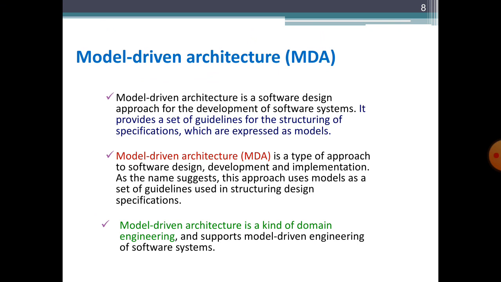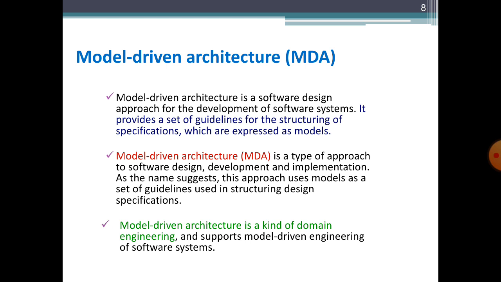Model driven architecture is basically a software design approach for the development of software systems, which focuses only on the design and implementation stages of software development. Students, it provides guidelines for the structure of specifications, which are expressed through different models. So this model driven architecture is basically a development and implementation approach. As its name suggests, this approach uses models as a set of guidelines, as we use in structured design specifications as well.